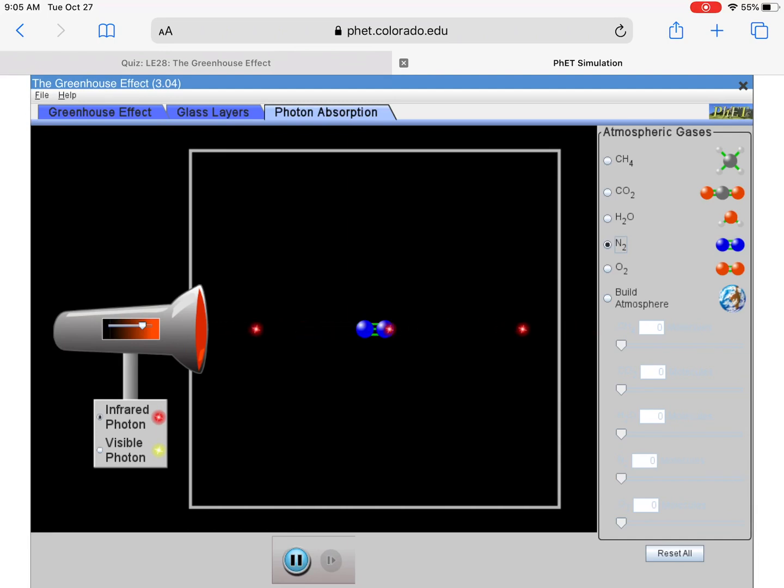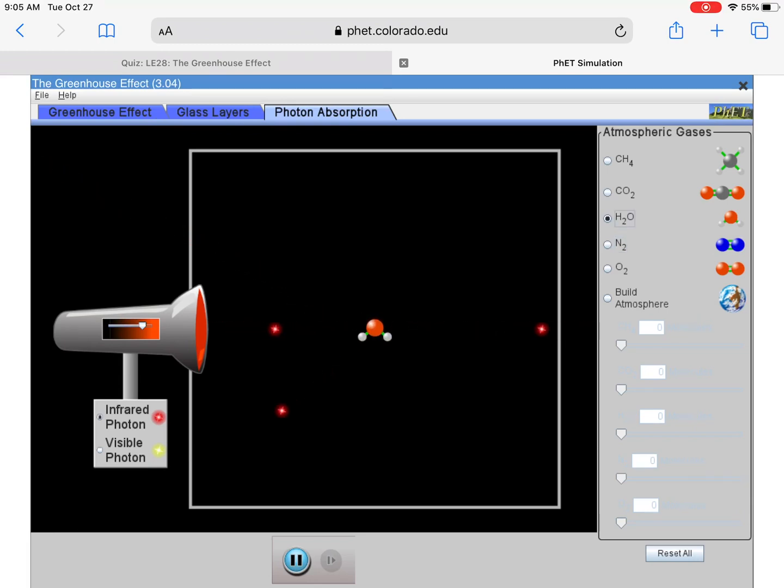Nitrogen. Nitrogen, to this point, you will see that they go straight through. There is no absorption at all. And the same thing for oxygen gas. With oxygen gas, the infrared photons are going straight through. So oxygen gas goes straight through. Nitrogen gas is going straight through.